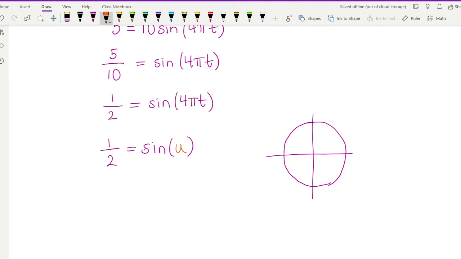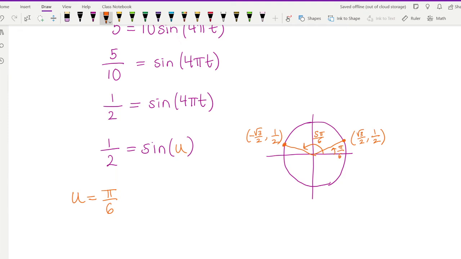Well, one angle that would work would be pi over 6, right? If you go to an angle of pi over 6, you have an x coordinate of square root of 3 over 2 and a y coordinate of 1/2. And so therefore, sine of pi over 6 is equal to 1/2. So u could equal pi over 6. That's one possibility. What's the other possibility, looking at the unit circle? Well, the other possibility would be 5 pi over 6, right? If you go to an angle of 5 pi over 6, now you have an x coordinate of negative square root of 3 over 2, and then the y coordinate, which is what we want here because we're talking about sine, is still 1/2.